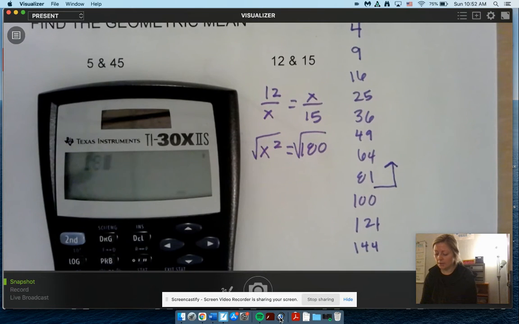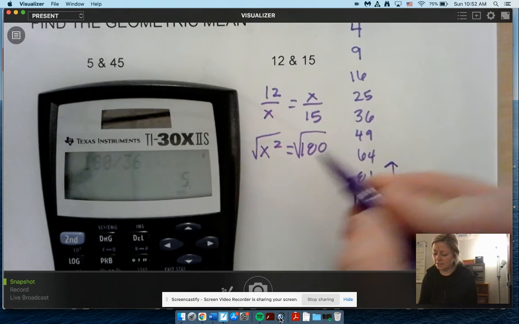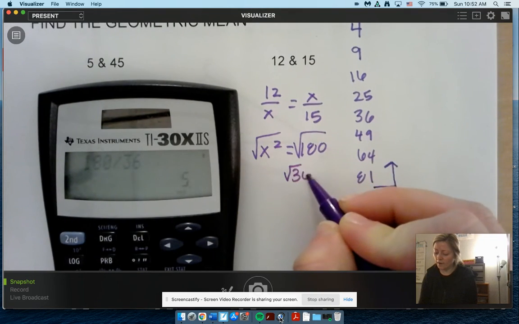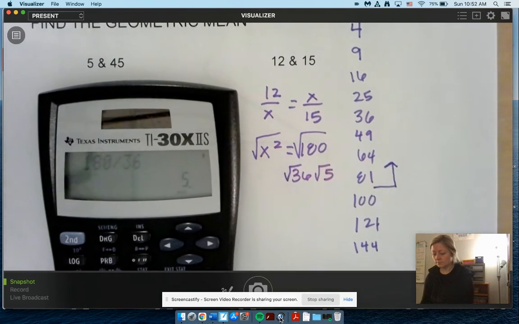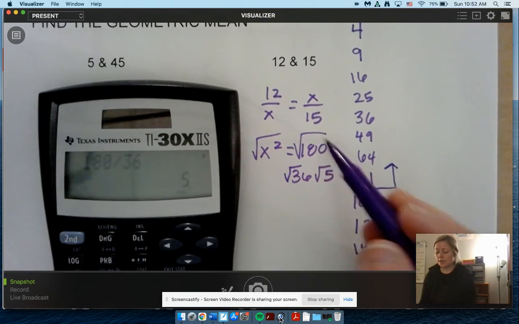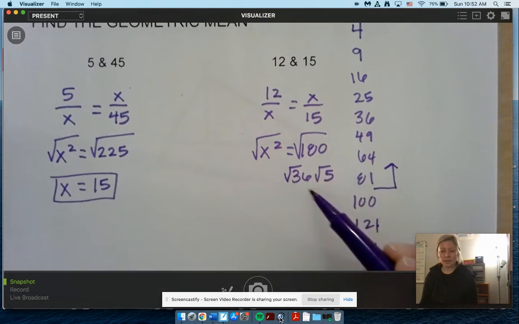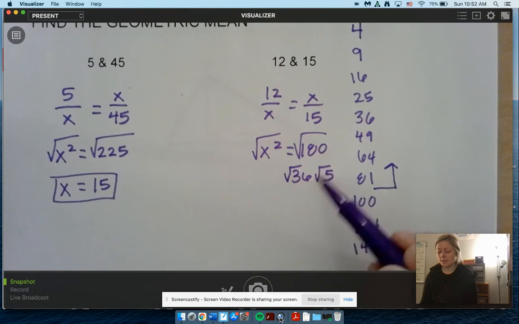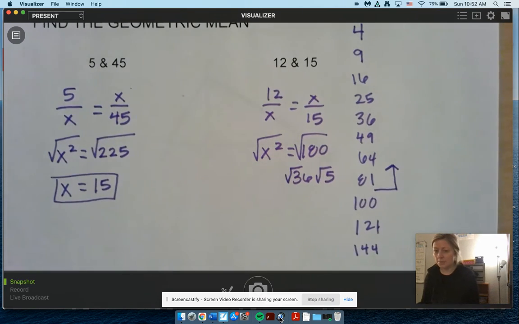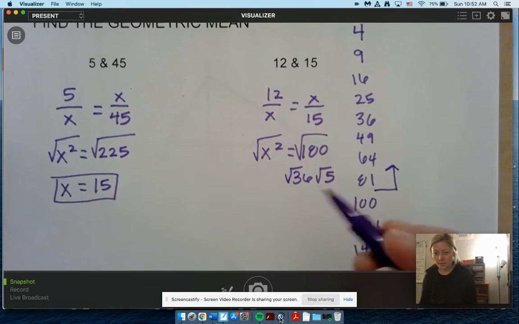So we keep going. 36. Ooh, we love to see that. So now I know that 36 goes in here 5 times. Because remember with radicals, if I multiply those together, I get 180. This means the same thing. I just wrote it differently. We manipulated it to work for us, okay?